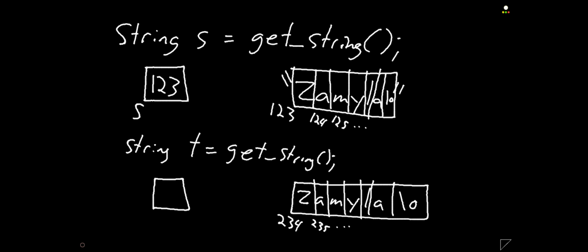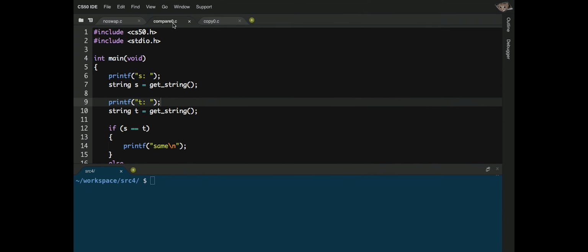Well, if the string Zamila, the second time I type it in, just happens to end up at location 234, what ends up in t is simply the number 234. So if we change back to my code where I was comparing s and t, I've called getString once, stored the value in s. Called getString twice, stored the value in t. And then I'm quite simply saying if s equals t, then say same, else say different.